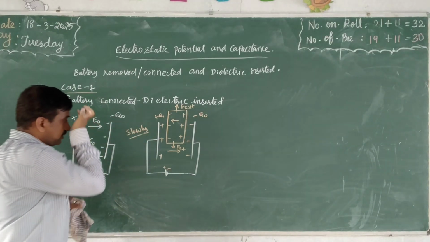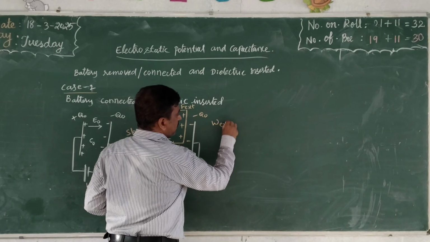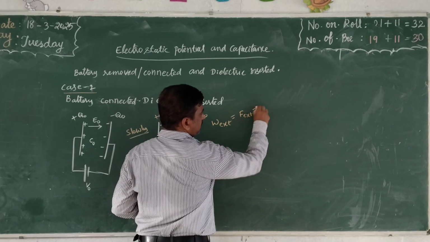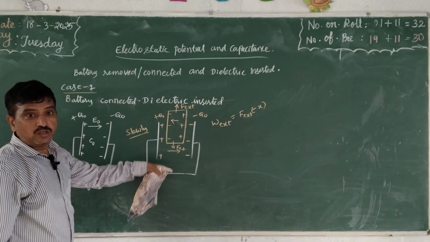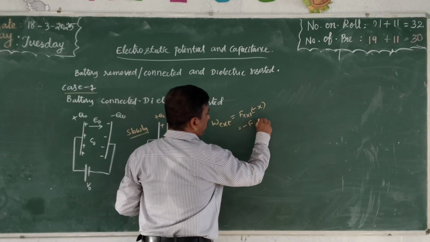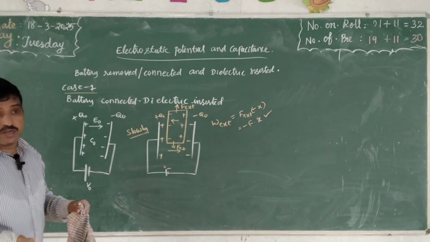Now in this case, the work done by the external agent: we can write force external, and displacement is minus x. Why are we taking minus? Because the dielectric is moving downwards while the external force is upwards. So we can write F into x, which means negative work, so energy is obtained.